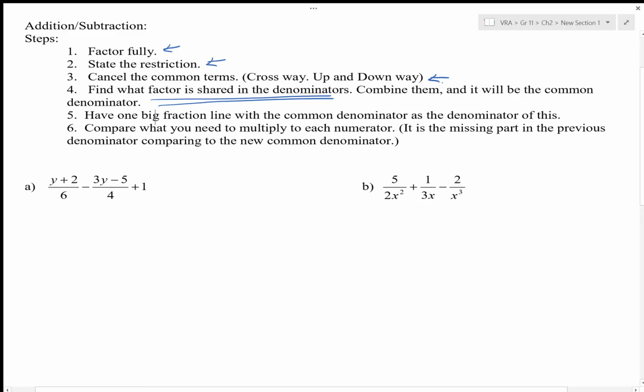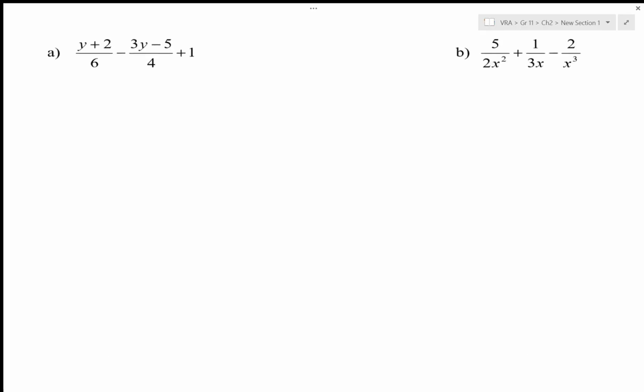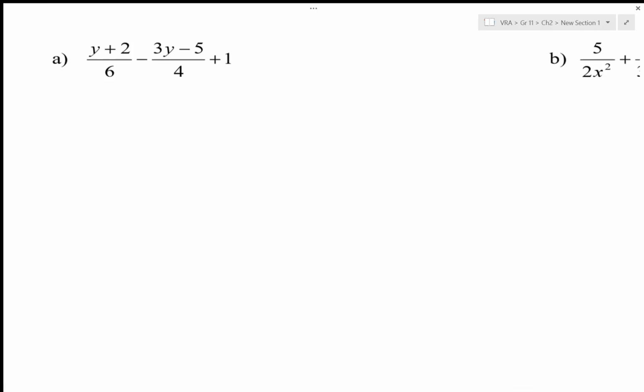Okay, so let's take a look at the first example here. We have y plus 2 over 6 minus 3y minus 5 over 4 equals 1. Well, this is a simple number, so I'm just going to multiply all the denominators together. So I multiply this by 4, this by 6, and this by obviously 24, right?